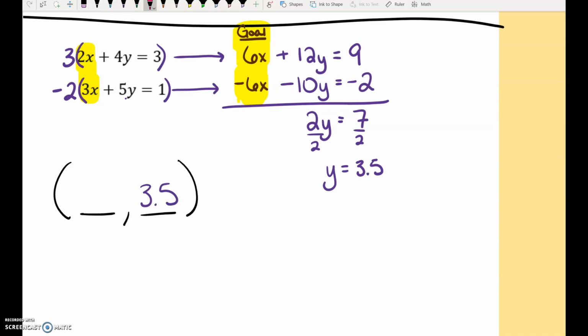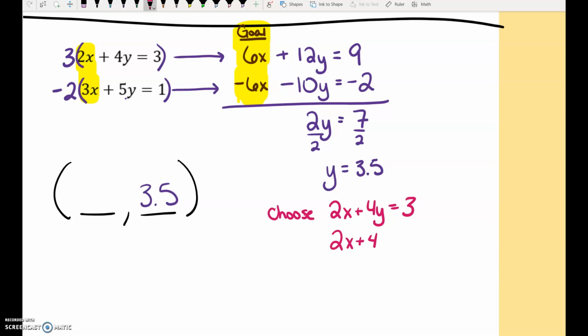Once you find one of them, you've got some choices. You could plug 3.5 into the original top, the original bottom, the new top, or the new bottom. I would recommend that you do not plug it into one of the new ones because we made those numbers bigger, and bigger numbers are harder to do math in your head. I want to go for the equation that has small, preferably all positive numbers. So I'm going to choose 2x plus 4y equals 3. You could choose the bottom equation. That's totally fine.